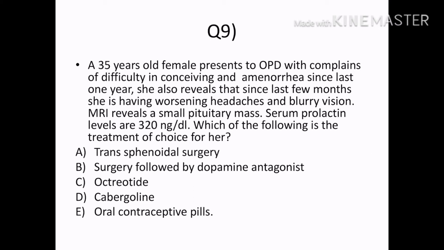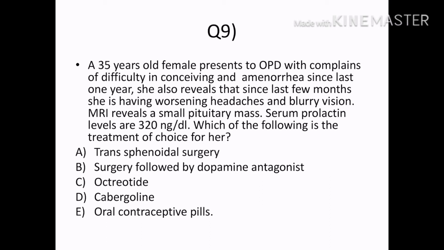A. Transsphenoidal surgery. Surgery followed by dopamine antagonist, octreotide, cabergoline, oral contraceptive pills. So this question is again related to prolactin. The history and symptoms tell us that she is having high levels of prolactin in the body. High levels of prolactin in the body is making it difficult for her to conceive and causing her amenorrhea. The pituitary adenoma that is producing the excess of prolactin is causing her headaches and blurry vision.